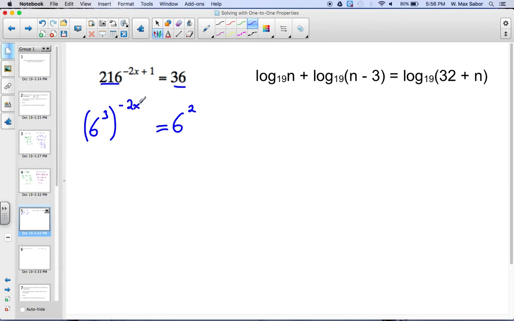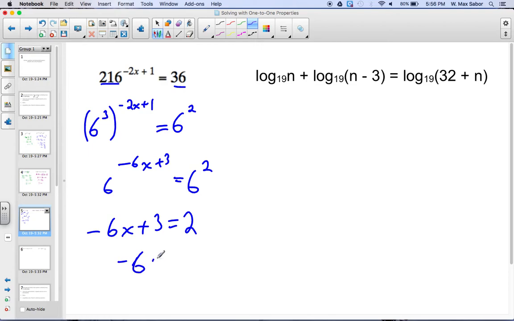So once we've done that, we can use our exponent rules to say that this is 6 times. Our exponent rules say we multiply, so negative 6x plus 3 equals 6 squared. So negative 6x plus 3 equals 2. Negative 6x equals negative 1, and x equals 1/6. So again, the big part of this problem was realizing that we can rewrite 216 as 6 cubed and 36 as 6 squared, and then we can use our one-to-one property.